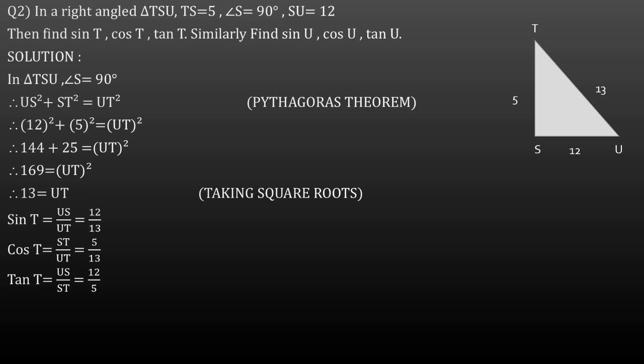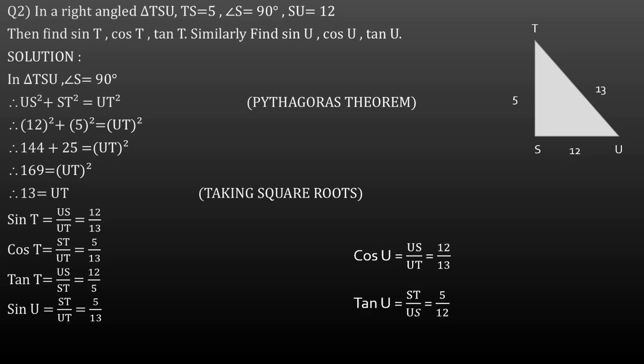Now let us find out the trigonometric ratios for angle u. Sin u is equal to st upon ut. Now the value of st is 5 and the value of ut is 13. So therefore we get sin u as 5 upon 13. Cos u is equal to us upon ut. Value of us is 12 and the value of ut is 13. So therefore the value of cos u is equal to 12 upon 13.